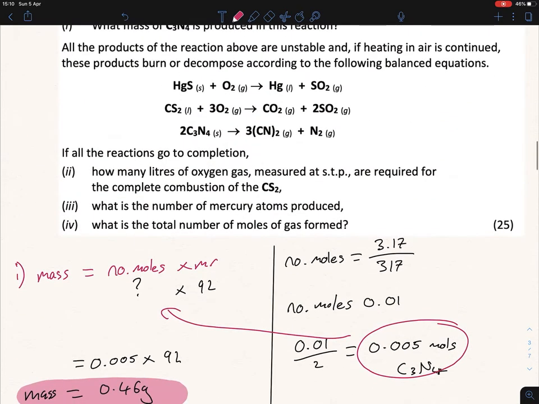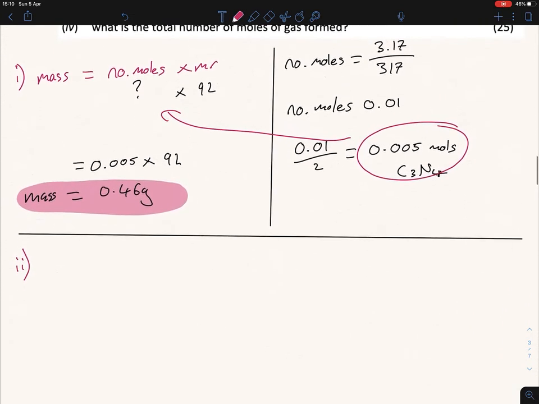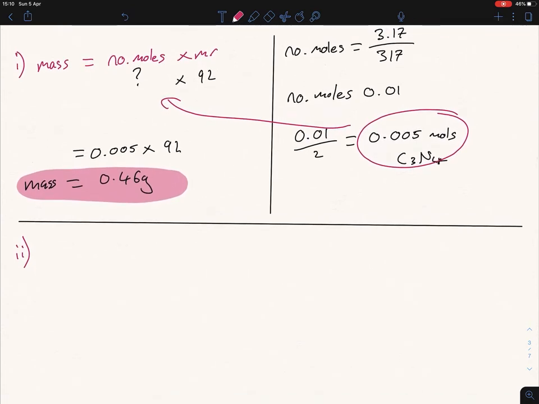Let's read the question. How many litres of oxygen gas measured at STP are required for complete combustion of CS2? Well, if that's the case, we write down our formula straight away. Again, this whole question is about knowing these formulas. So volume equals the number of moles, and that's the number of moles of oxygen, so that's O2, multiplied by STP in litres, so that was 22.4 litres.